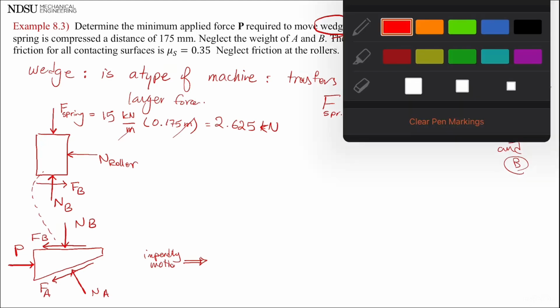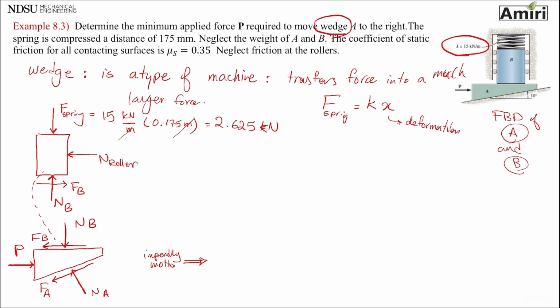So what kind of problem is this as far as impending? Let's see, when the wedge starts to move, it would be impending motion at both of them because this wedge is going to move. So at both surfaces, we have impending motion, at both A and B. I'm going to use that later.